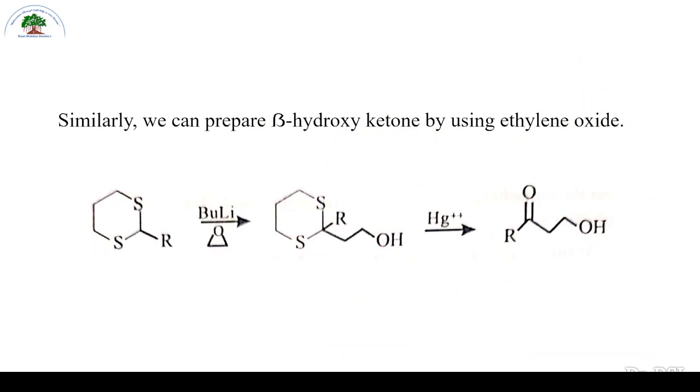Similarly, we can prepare beta hydroxyketone by using ethylene oxide or epoxide. This ethylene oxide or epoxide reacts with the anion of 1,3-dithiane. Butyl lithium first of all removes the proton and here there is generation of negative charge. This will attack the carbon of the epoxide, ring opening takes place, and we get this intermediate. Further hydrolysis gives us this beta hydroxyketone.